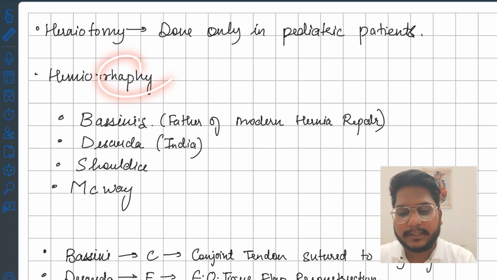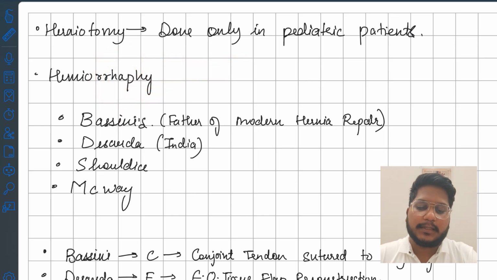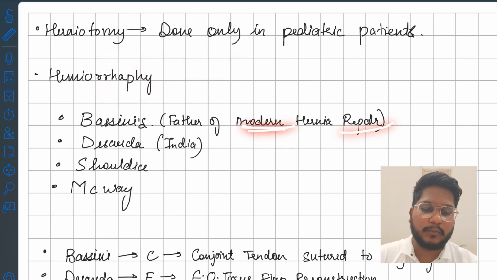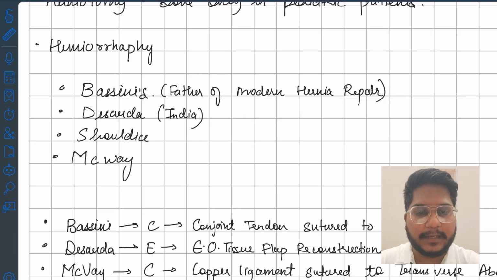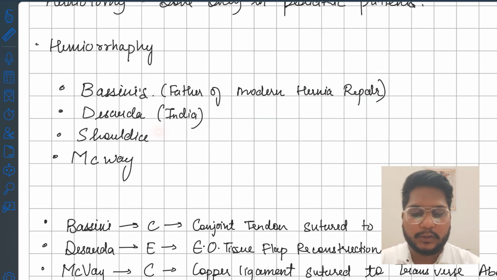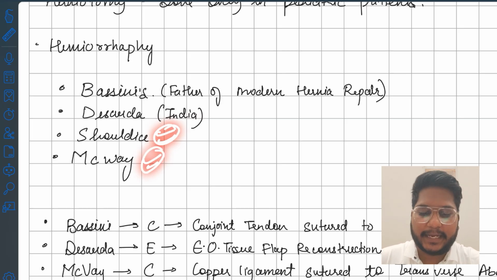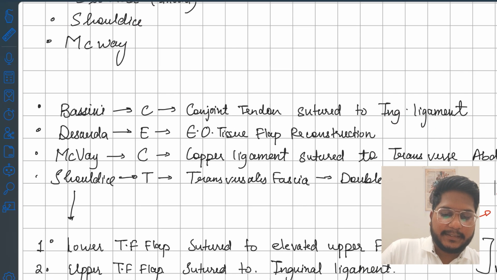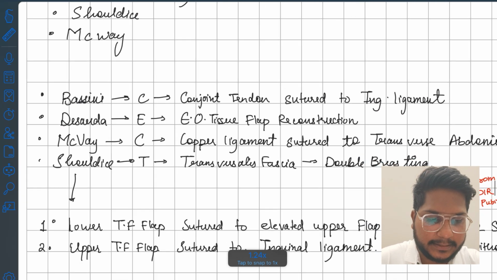Now in Herniorrhaphy there are 3-4 procedures. The first is Bassini's, which is also known as the father of modern hernia repair. Then we have the Desarda technique, which was invented by Mohan Desarda. Then we have Shouldice repair, and then we have McVay repair. So here are some tricks that I have made to learn these things.